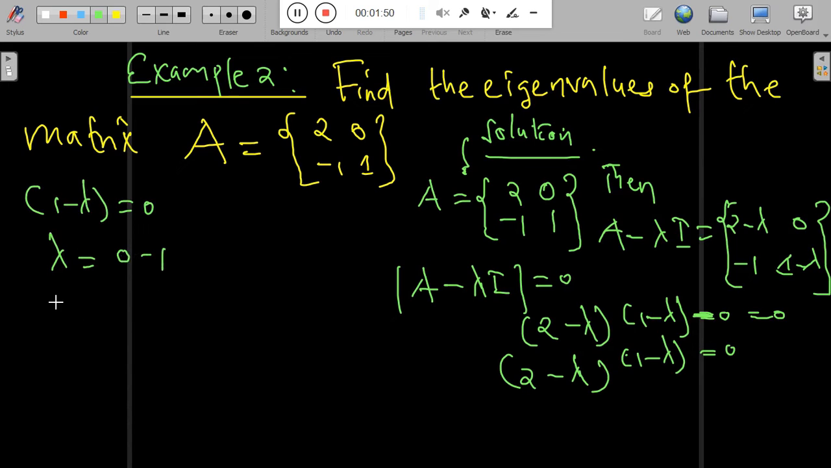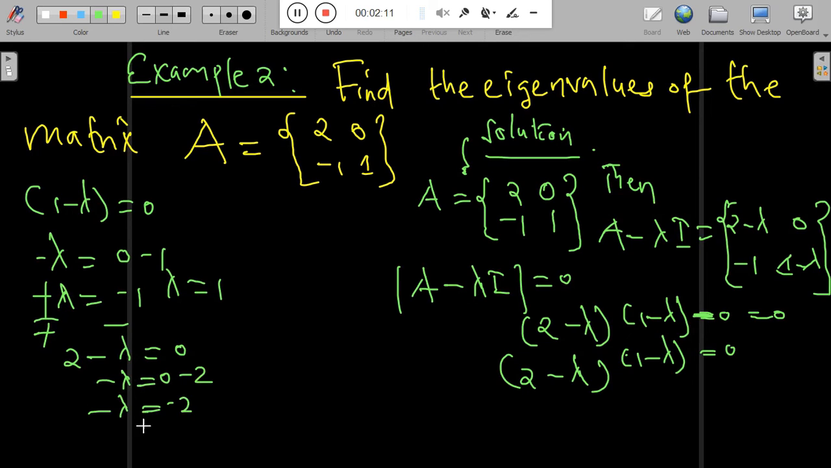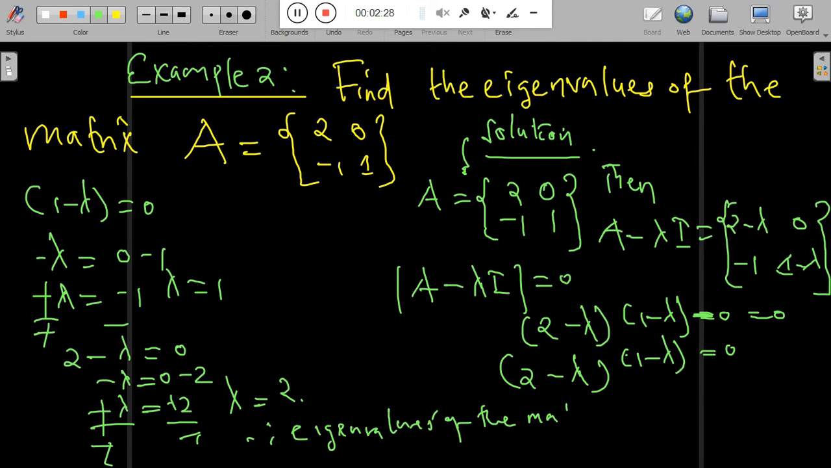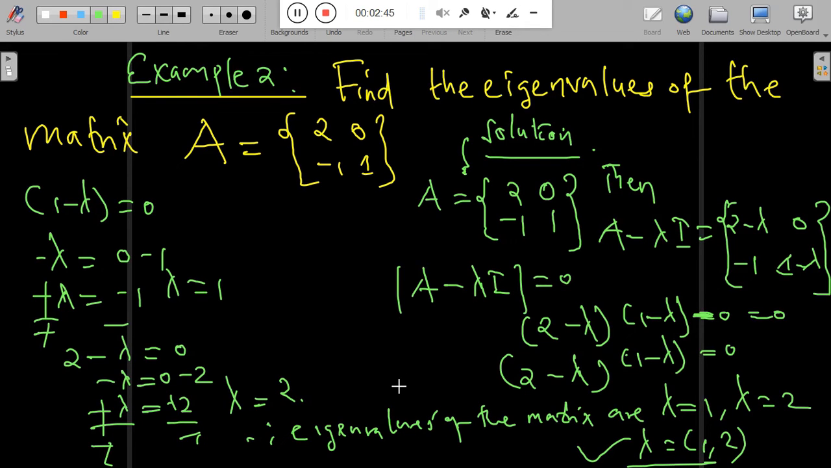is equal to 0. So when you solve it by using the normal way, that will give you negative lambda, which is 0 minus 1. We shift the 1 to the left hand side, and we obtain lambda is equal to positive 1. The same applies when we take 2 minus lambda is equal to 0, and we shift the 2 to the right hand side, we divide by negative, and the answer will be equal to 2. So the eigenvalues of the matrix are equal to 1 and positive 2. So these are the eigenvalues as we can obtain.